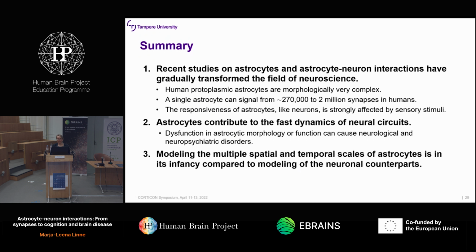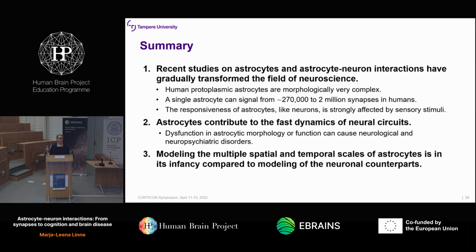A single astrocyte can signal to 270,000 up to 2 million synapses in humans. This is a huge number. You can just imagine what it means in terms of computation. And the responsiveness of astrocytes, like neurons, is strongly affected by sensory stimuli. And this is perhaps the biggest evidence that they are not only providing homeostasis, but actively contributing all the time.